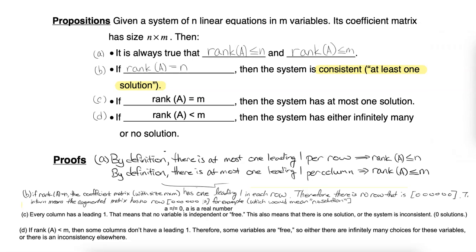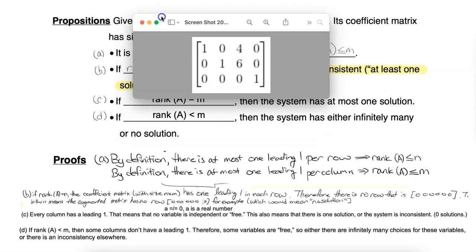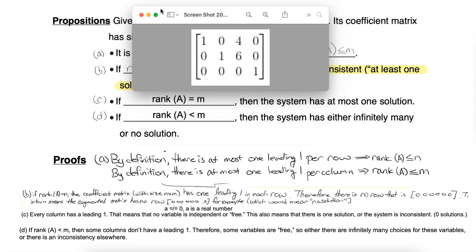Property D: if the rank is less than m, then the system has either infinitely many solutions or no solutions. So in the original matrix that we had seen, the rank was less than m, since the rank was 3 and m was 4, so that's a possibility. The system has either infinitely many solutions or no solutions. In this case, we have what I just called a free variable.